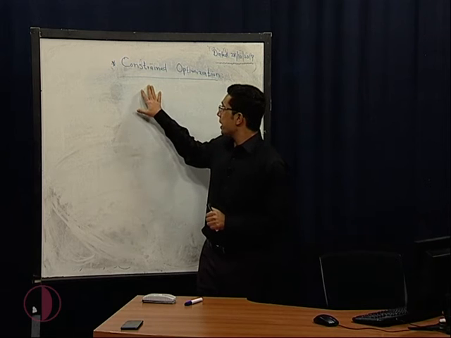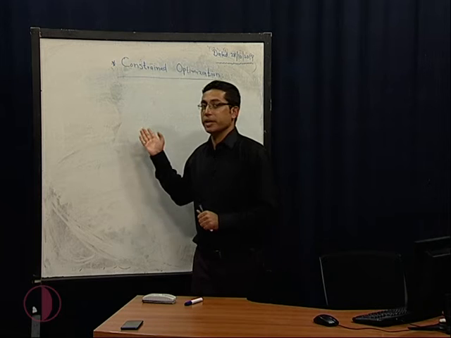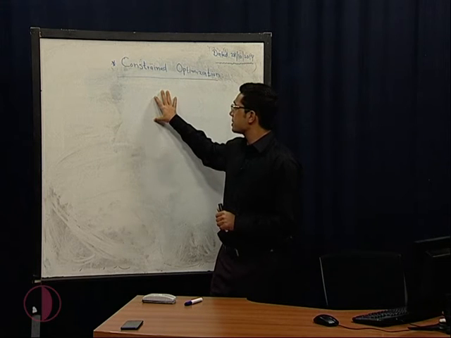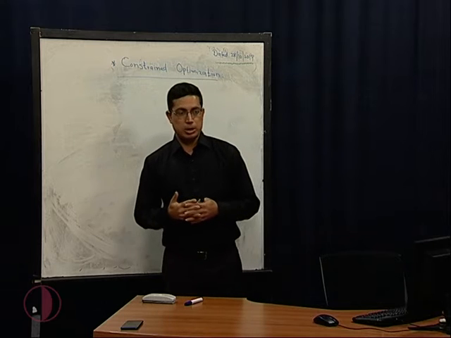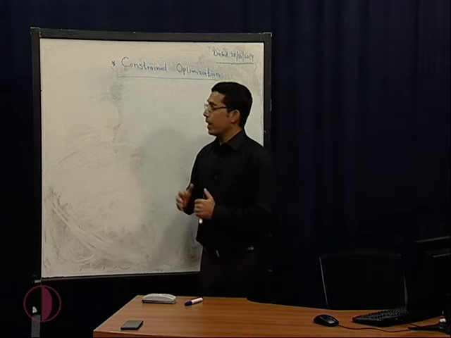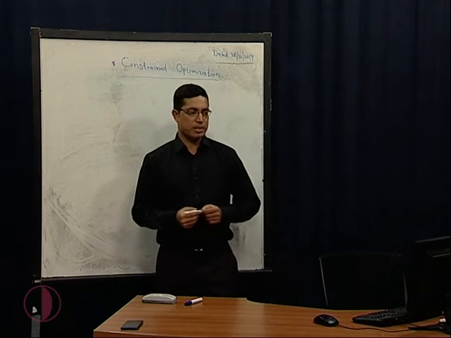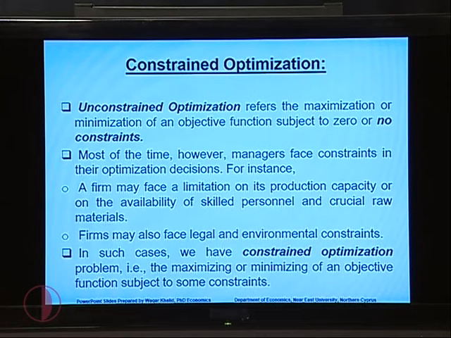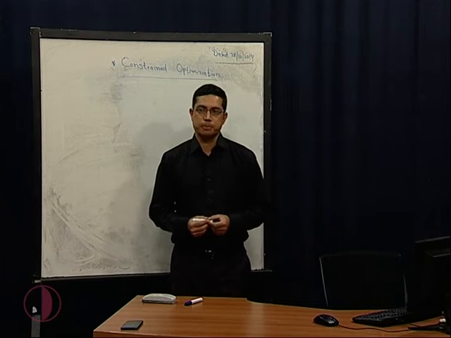Before this topic, we discussed optimization with calculus and multivariate optimization; in those cases we had no constraint. That kind of analysis is also known as unconstrained optimization. Unconstrained optimization refers to the maximization or minimization of an objective function subject to no constraint. But most of the time, managers face constraints in their optimization decisions.